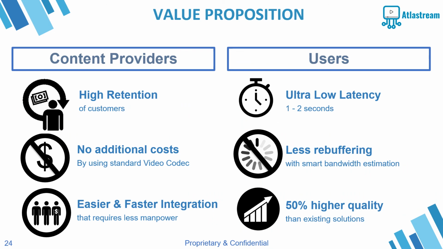The second solution of Atlas Stream is low latency live streaming with CMAF enabled. The Atlas Stream low latency live streaming solution provides many benefits. For content and player providers: high retention of customers, no additional cost, and easier and faster integration. For the user, it provides low latency in a range of 1 to 3 seconds, high quality with accurate throughput measurements, and less rebuffering.